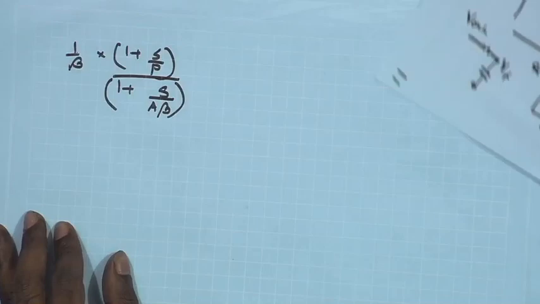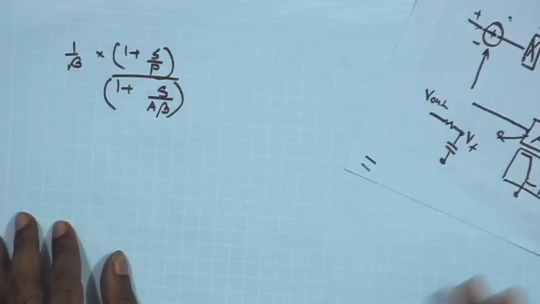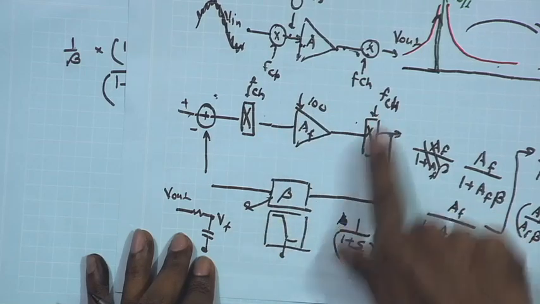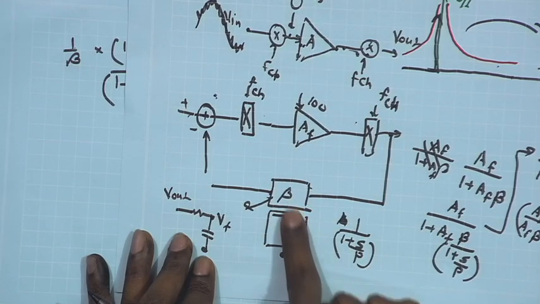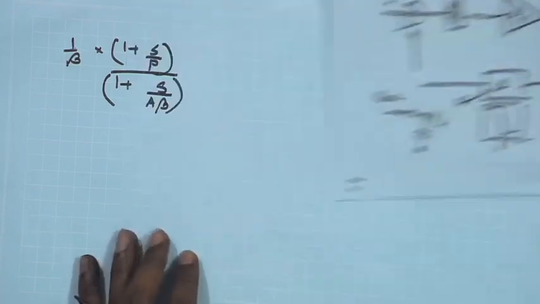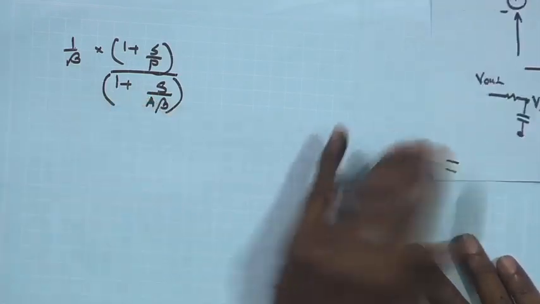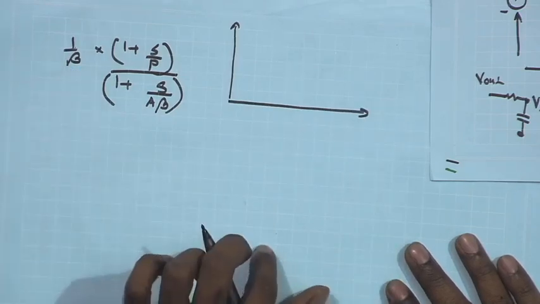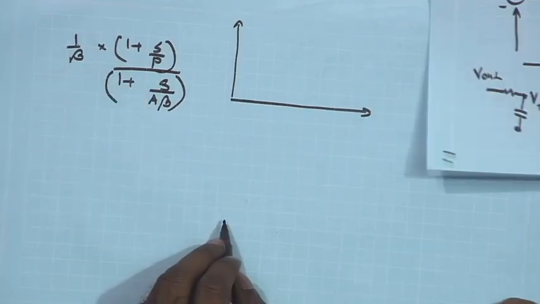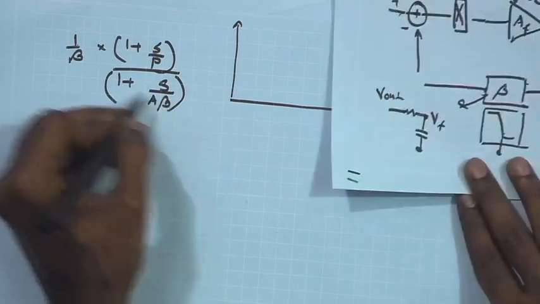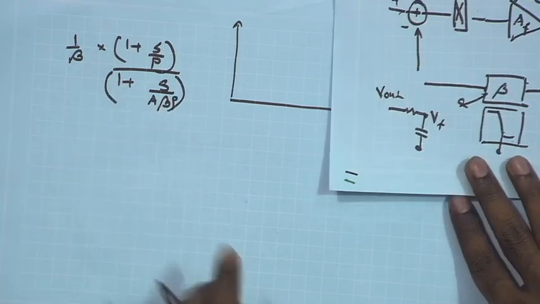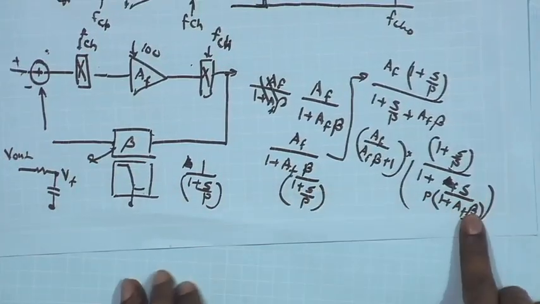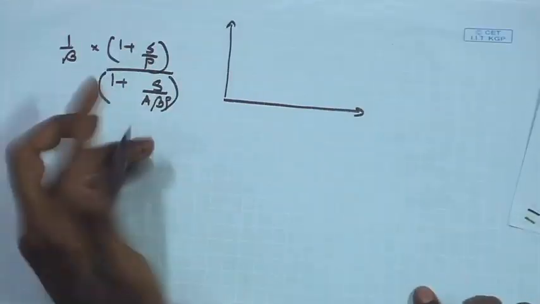This is the overall transfer function we are getting for the low frequency signal, because for the low frequency signal I have assumed that this is able to pass comfortably. You have a very low cutoff over here. Now, what is this behavior? If I try to understand this, you have the pole P, and I also have the pole at AF beta times P. So, in the denominator, when you are bringing it down, you have s upon p times 1 plus AF beta.